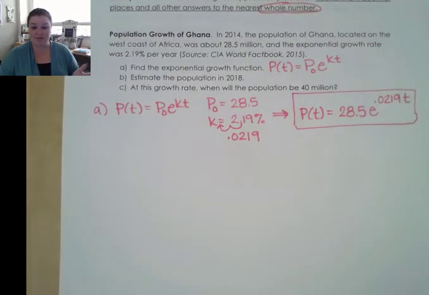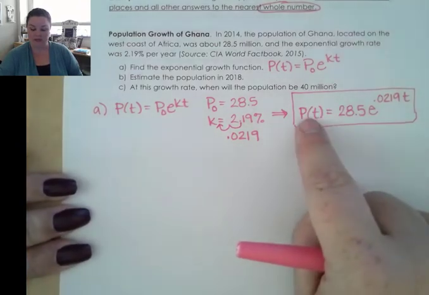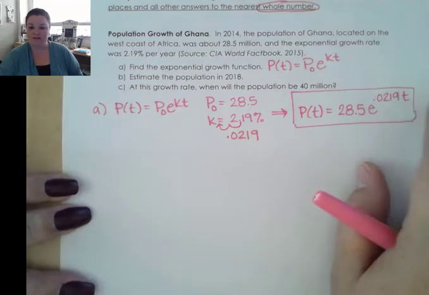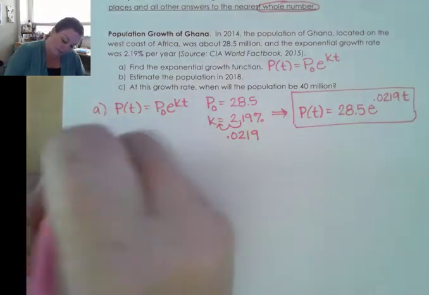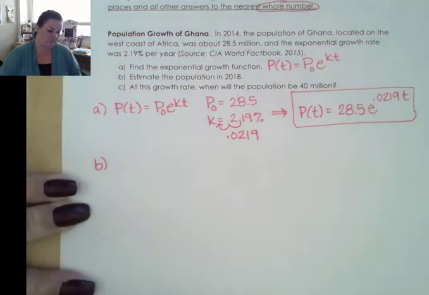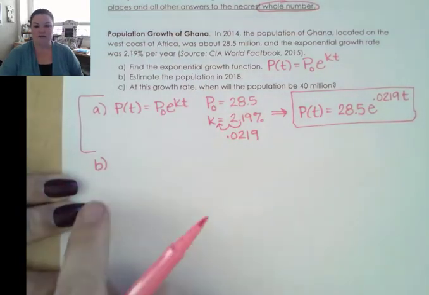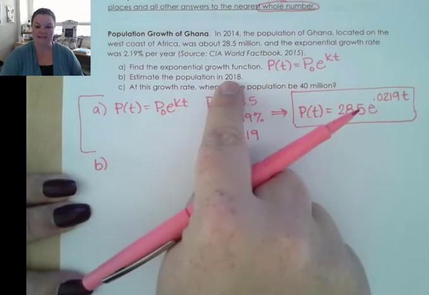All right, so that was the first thing. Now that we have the function, we could do several things, right? We could find the ending amount by just plugging in whatever time, or we could find the time if we're given an end amount, right? So let's see what part B wants us to do. This is all part A. For part B, it says estimate the population in 2018.